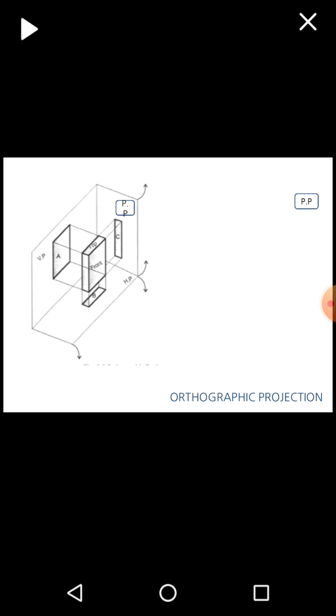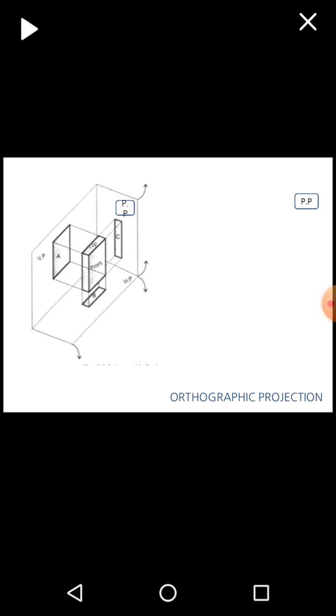Now we have to convert it into the two-dimensional view. So as per our convention, first we will keep the vertical plane constant and we will rotate the horizontal plane in a clockwise direction by 90 degrees. As we are rotating the horizontal plane in a clockwise direction by 90 degrees, we'll get the front view above the xy line and the top view below the xy line. So the front view will be above the xy line and the top view will be below the xy line.